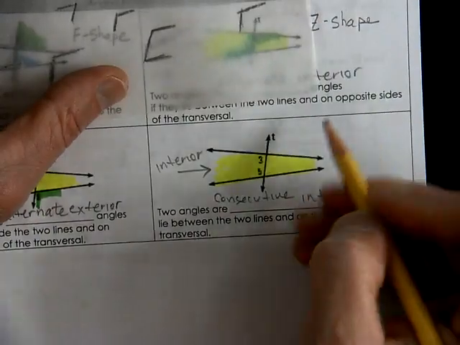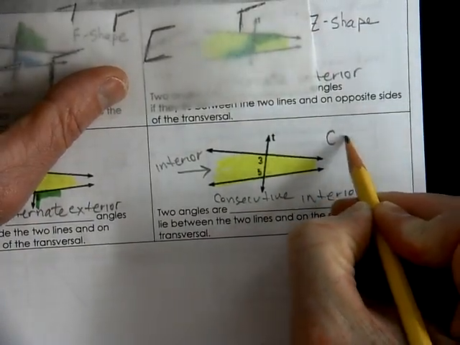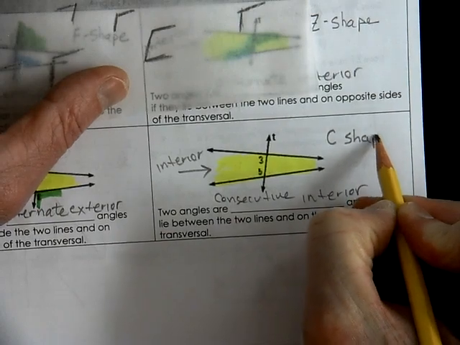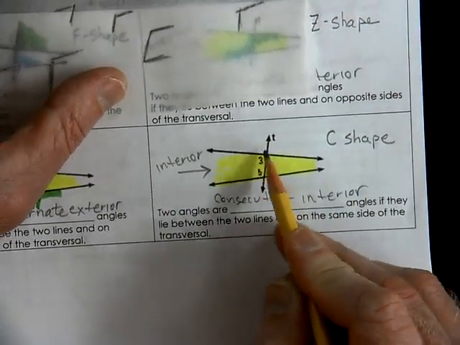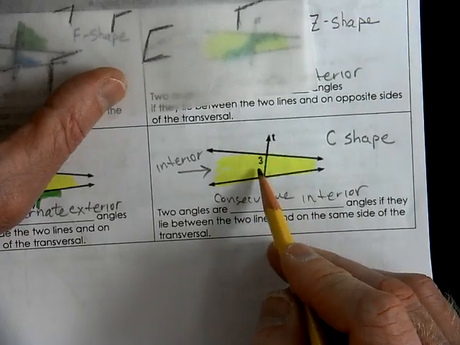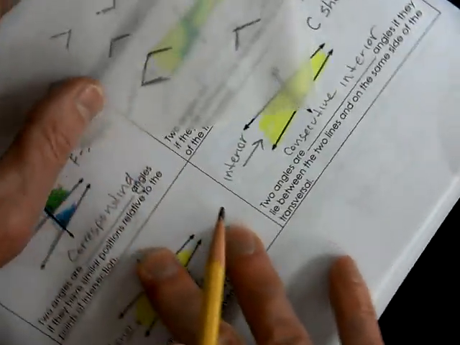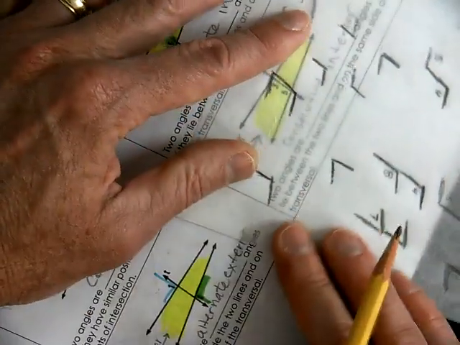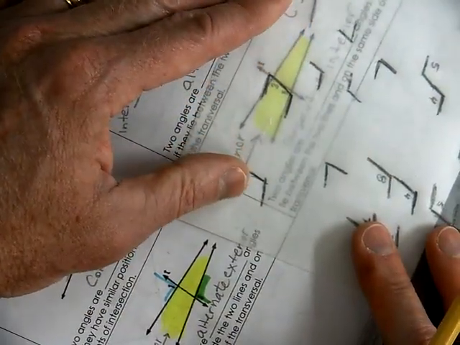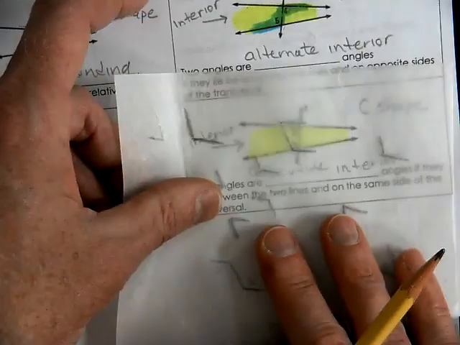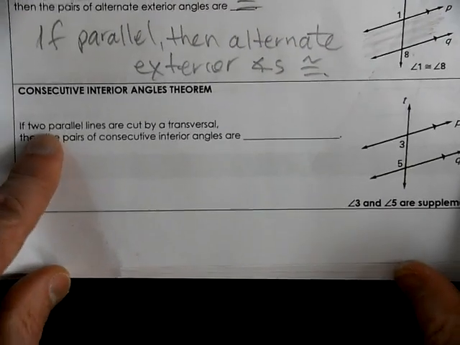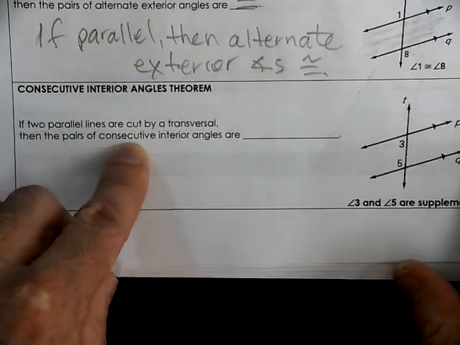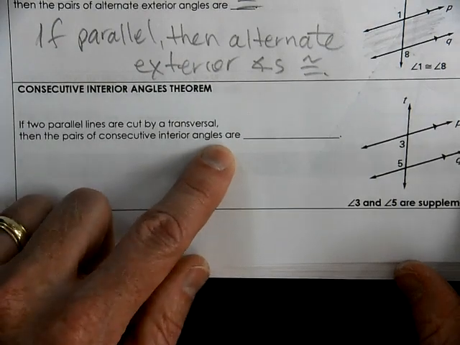Okay, did we put that in our notes? This over here you could call a C shape. Even when it's backwards, it's like a C shape. Now it gets a little confusing if it goes the other way. That looks like an N shape. That's all right. Still a C, still an N, whichever. So if two lines are cut by a transversal, consecutive interior angles are what?